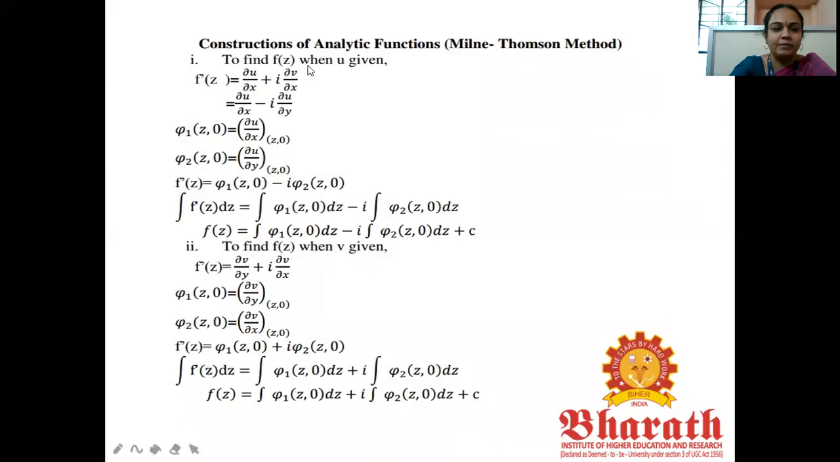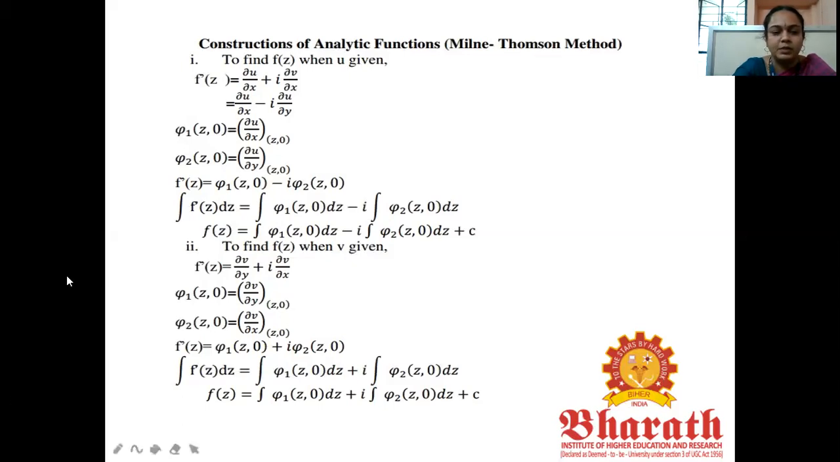The condition is, when u is given, f dash of z equals dou u by dou x plus i into dou v by dou x. By the Cauchy-Riemann equation, u_x equals v_y, and v_x equals minus u_y, so we apply that property here: f dash of z equals dou u by dou x minus i into dou u by dou y. By the Milne-Thomson method, in the place of x replace z, and in the place of y replace 0. So phi 1 of z comma 0 equals dou u by dou x at z comma 0. Similarly, phi 2 of z comma 0 equals dou u by dou y at z comma 0. Now f dash of z equals phi 1 of z comma 0 minus i into phi 2 of z comma 0.